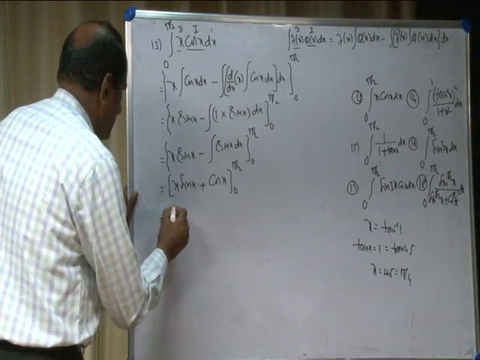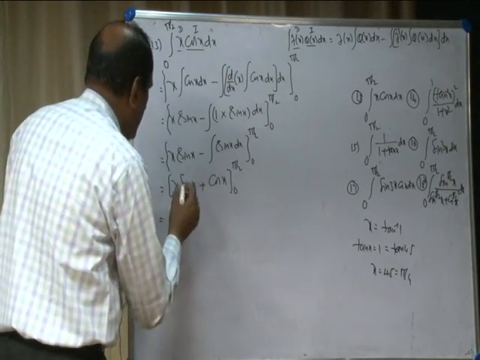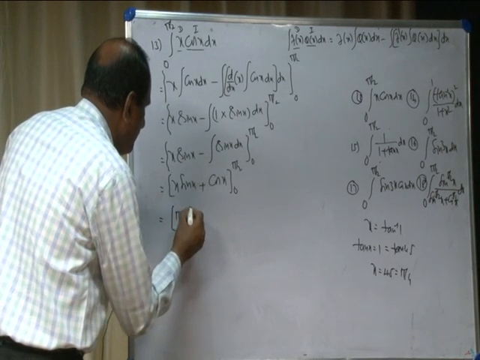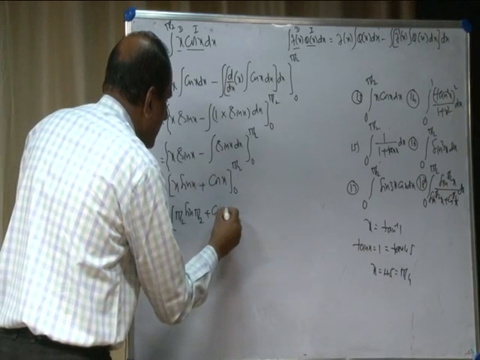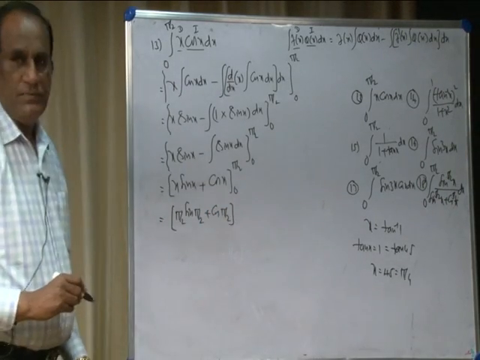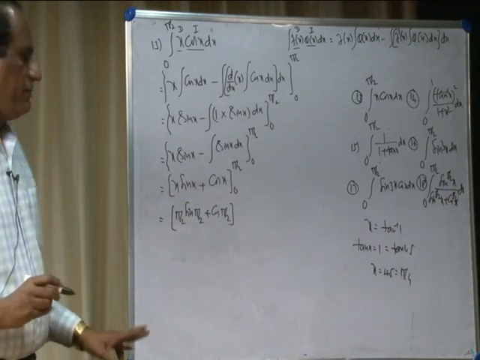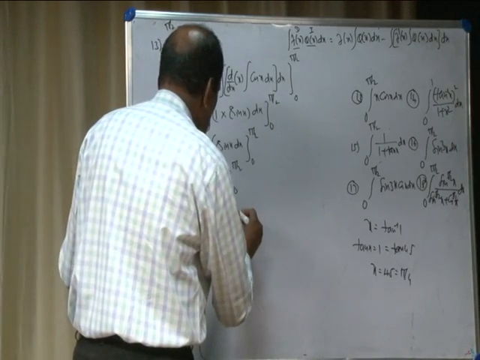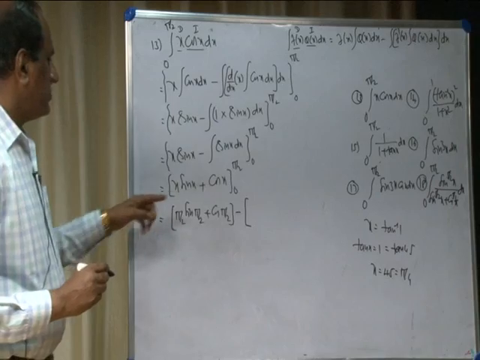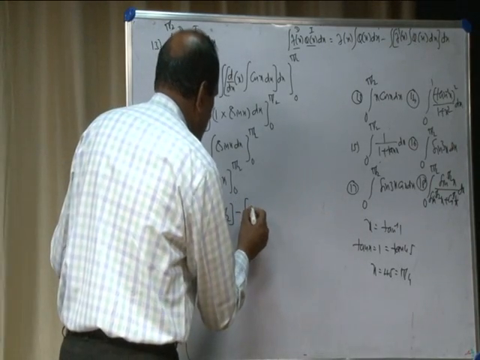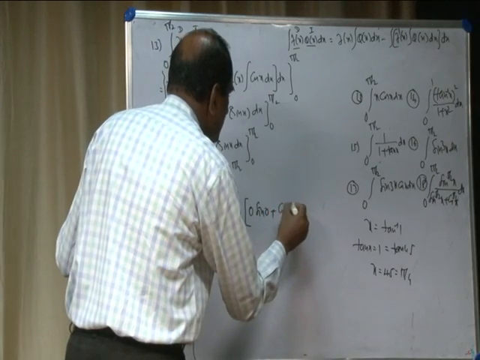Now, write the upper limit, pi by 2: x is pi by 2, sin pi by 2 plus cos pi by 2. This is the upper limit; put x is equal to pi by 2. Now, minus the lower limit. What is the lower limit? The lower limit is 0. So put x is equal to 0: 0 into sin 0 plus cos 0.